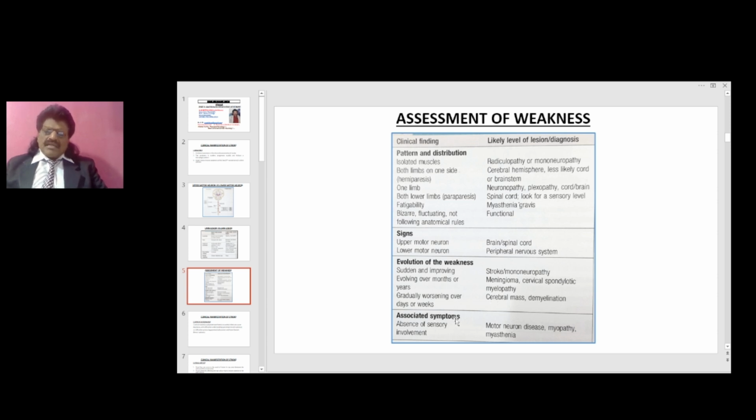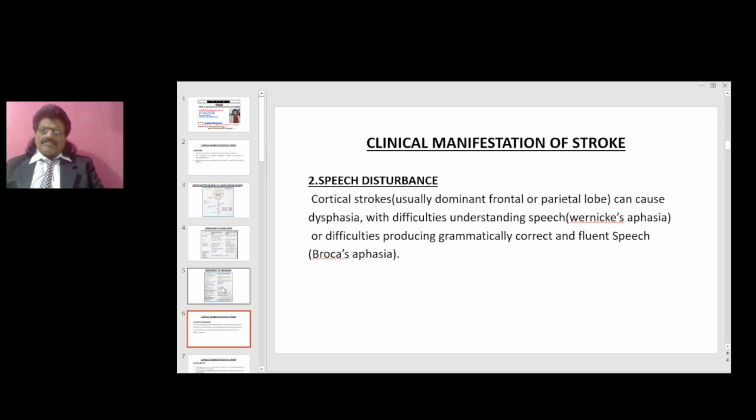Associated symptoms: absence of sensory involvement. If there are absolutely no sensory symptoms, we have to think of a pure motor system involvement, that is motor neuron disease or myopathy or myasthenia gravis. So this is very important in terms of assessment of weakness.